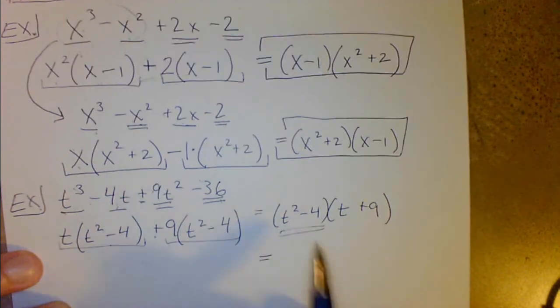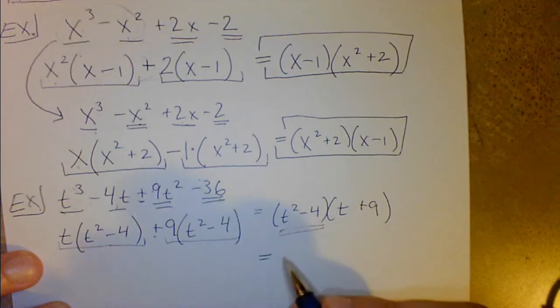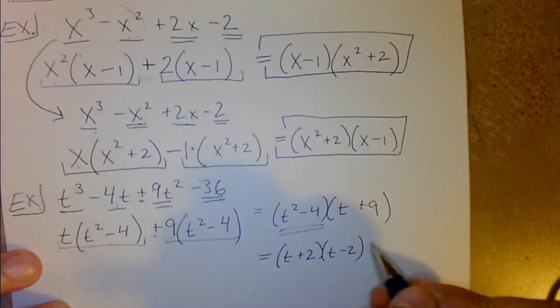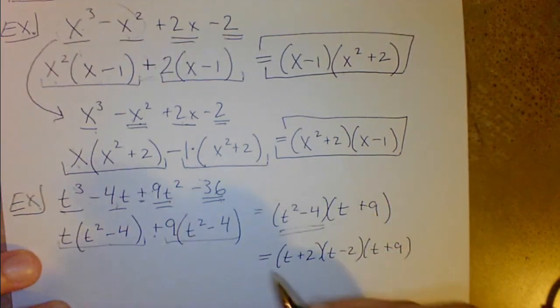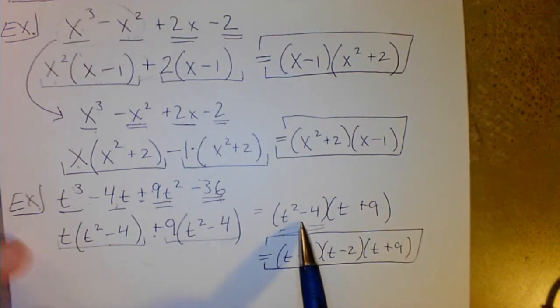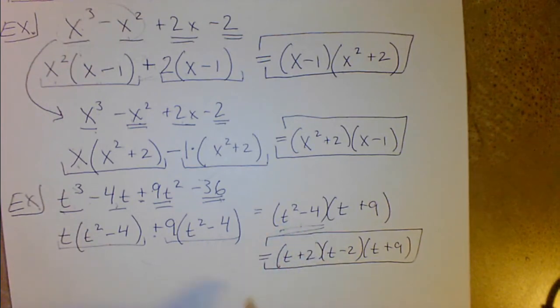Remember, a difference of squares, this in particular, is t plus 2 times t minus 2, and then t plus 9. So not only did we factor this by grouping, but we've also used previous knowledge, the fact that this is a difference of squares, to factor this even further.